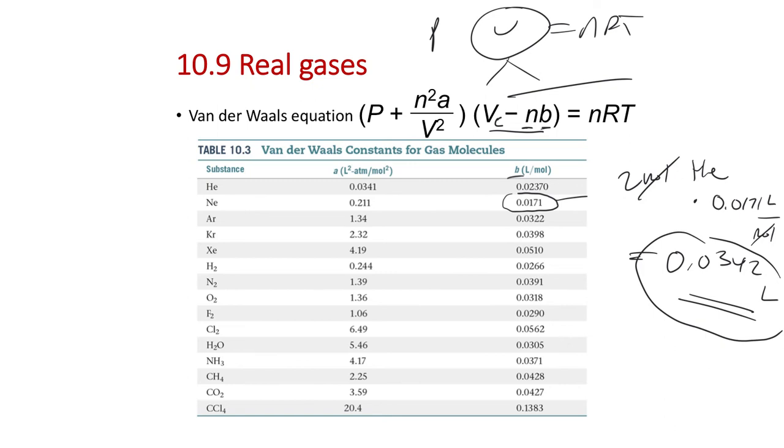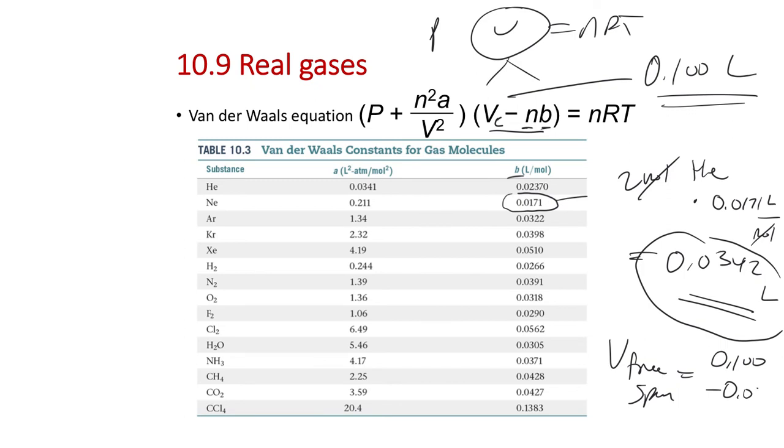But if you're using a 100-milliliter container, so 0.1 liters, then our free space volume would be 0.0658 liters. So you can see that about a third of our space is taken up by the neon particles if we only have a 100 milliliter container.